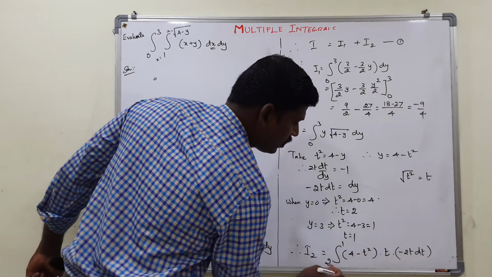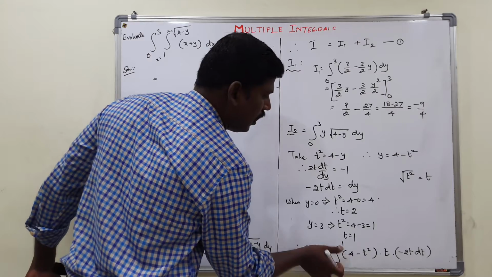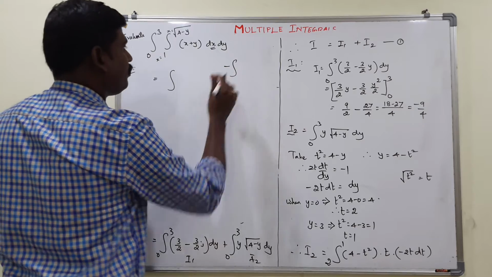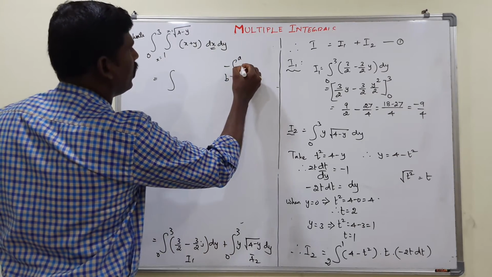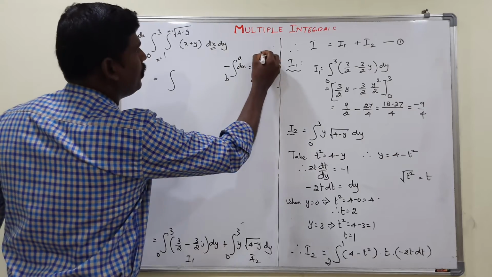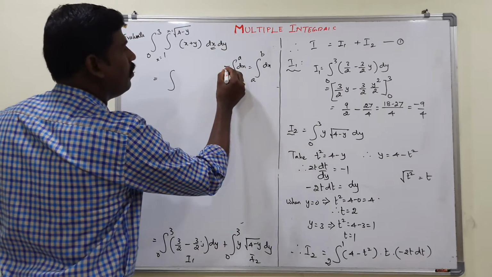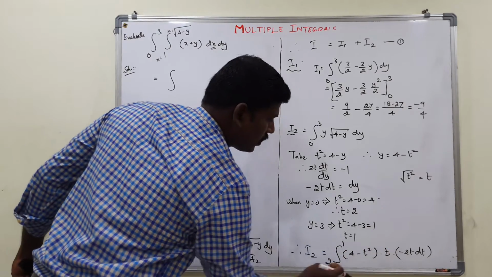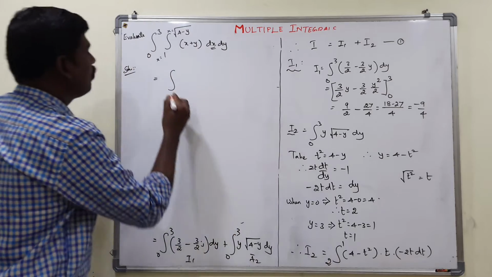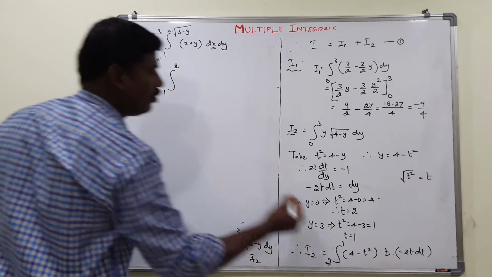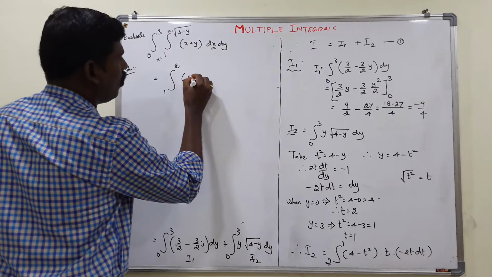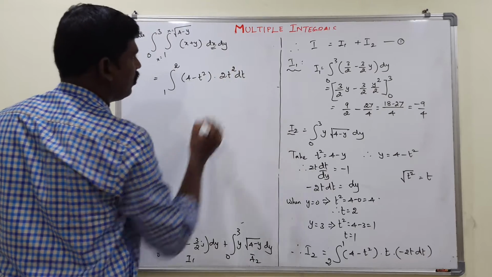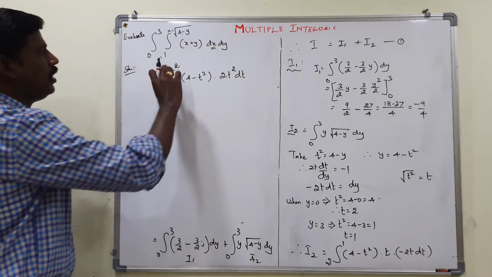So you can replace that minus by changing the limits. Since minus integral b to a dx is equal to integral a to b dx. When we change the limits, the value of the integral becomes minus. So take this minus and change the limit. So 2 to 1 becomes 1 to 2. Now 4 minus t square into 2t square dt.